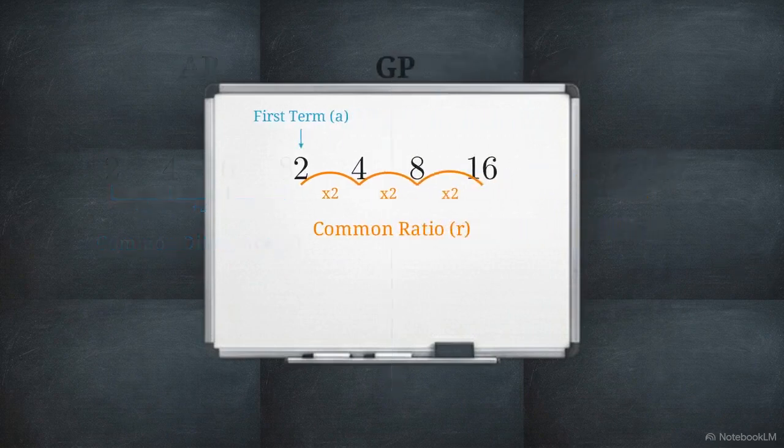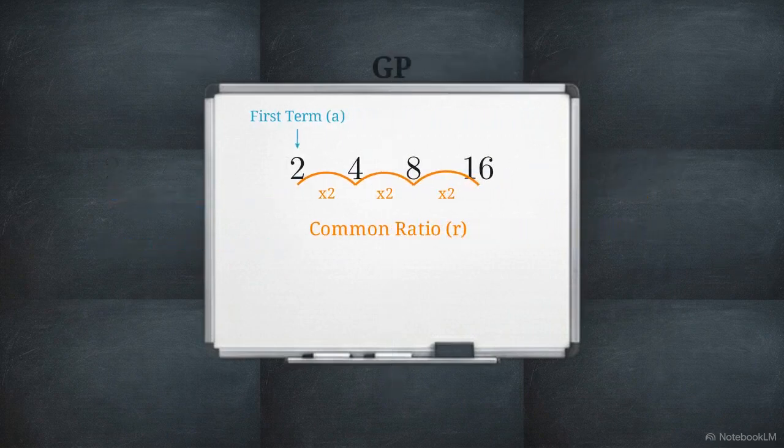Let's define the variables. The starting number is your first term, represented by the letter A. To find that multiplying factor, the common ratio R, simply divide the second term by the first term. To find any specific position in the sequence, you use the formula for the nth term, a times r to the power of n minus 1.